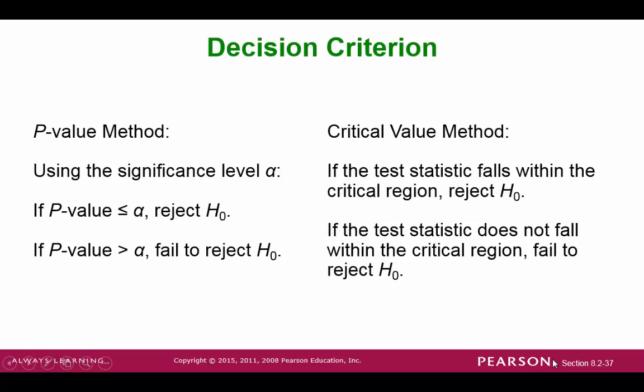If you're using the critical value method, what you would do is draw your graph with the critical region and the critical values, and then if your test statistic falls within the critical region, you reject the null hypothesis. If the test statistic does not fall within the critical region, then you fail to reject the null hypothesis.